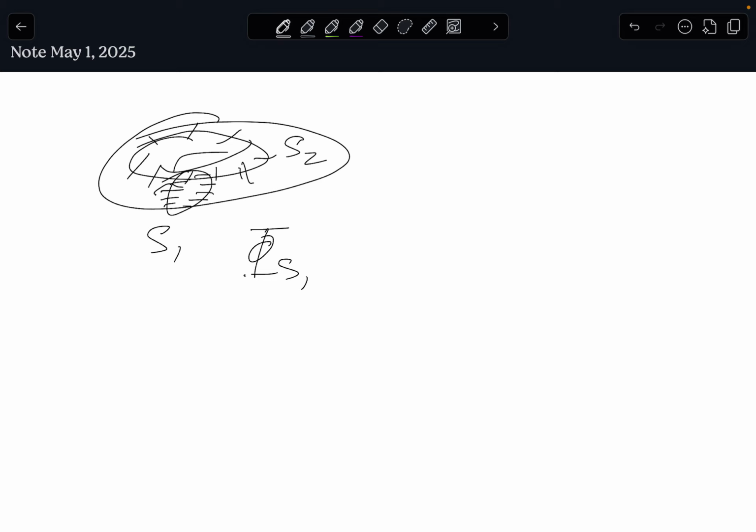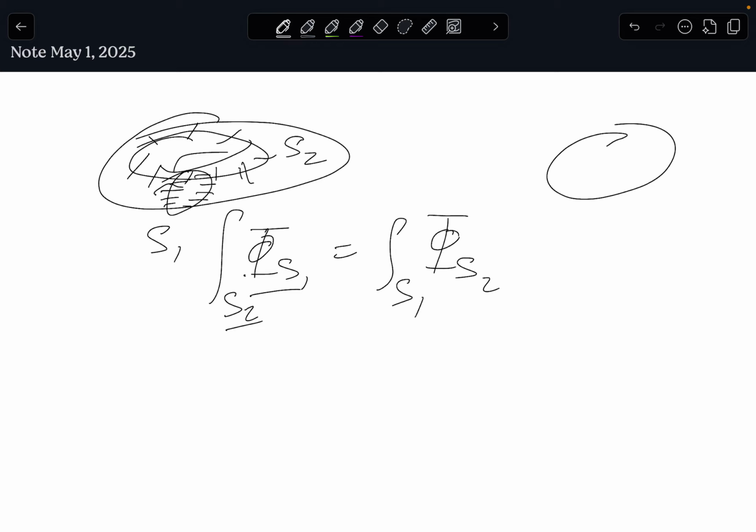One way is that we can take the integral of phi S1 over S2. Another way is to take the integral over S1 of phi S2. But first, remember that the reason this works is, for example, if we restrict phi S1 to the S2 picture, what we'll have is something which is 0, 0, 0, 0, 0 until it hits an intersection point and goes to 1.